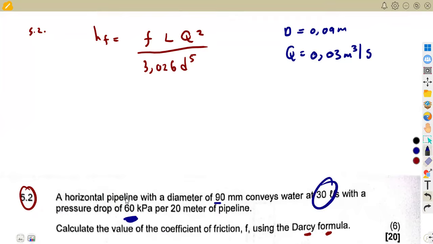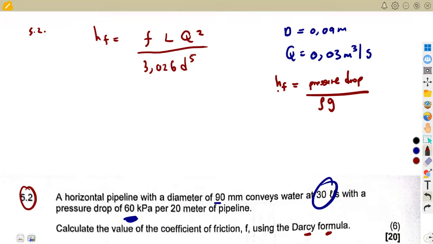Then the pressure drop. What are they talking about when they're referring to the pressure drop in that case? We remember HF can be calculated from the pressure drop. Our HF is equivalent to the pressure drop over rho g, that is density times what? The gravitational acceleration. So we can calculate our HF, which is the head. We can calculate our pressure head there because we've got a pressure drop.